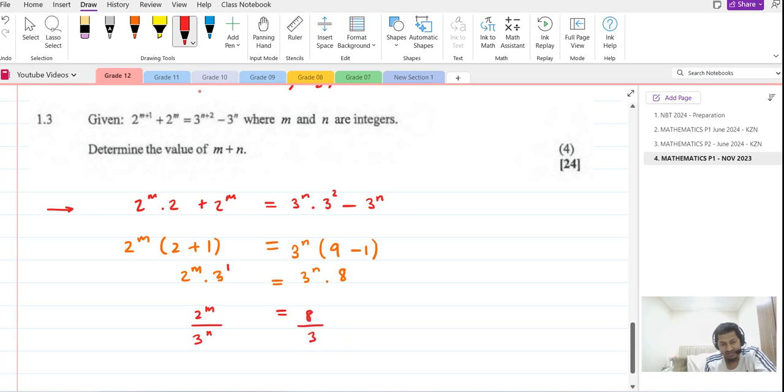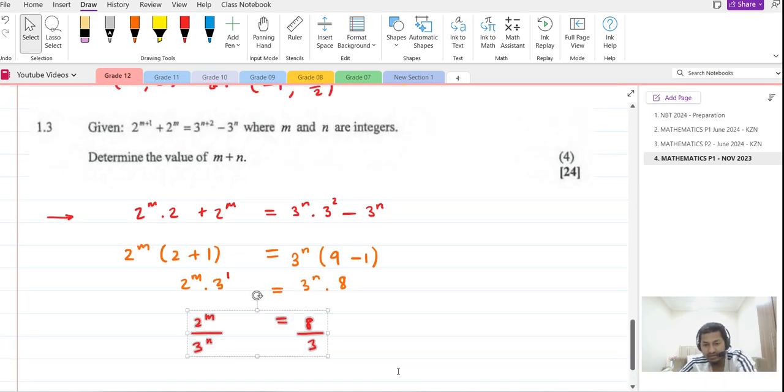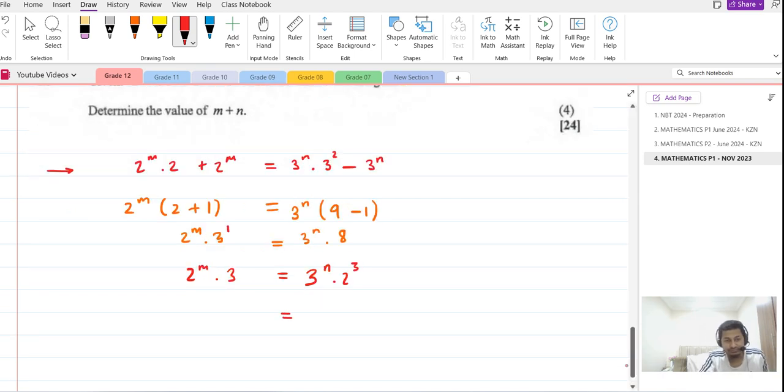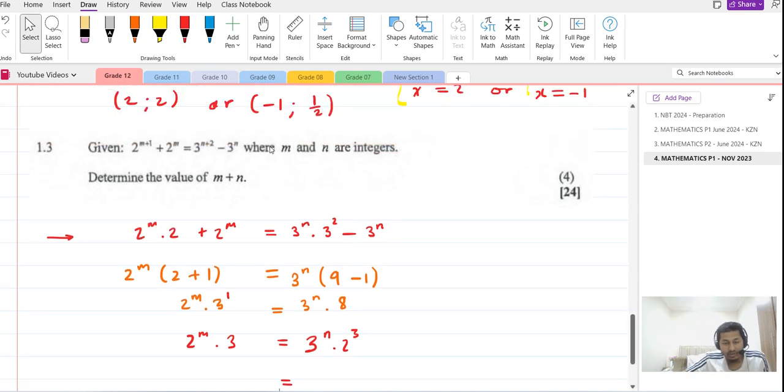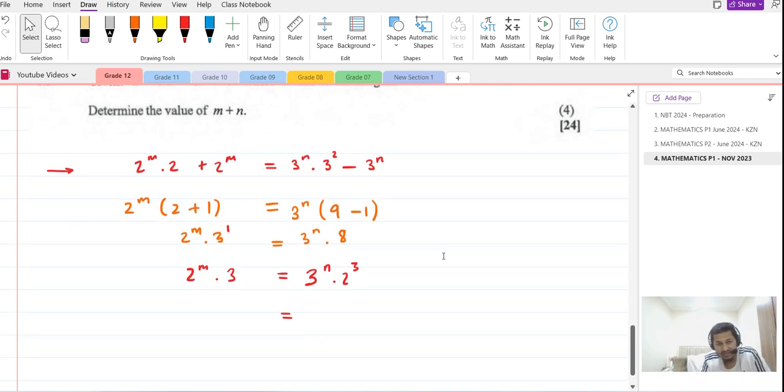So if you cross multiply here, you're getting the same thing. Should we do it like this? But now we've got 2 to the power m and 3 to the power n. Nope, we're not going anywhere with this. Let's try another technique. Let's just simplify this. 2 to the power m times 3 equals 3 to the power n times 2 to the power 3. Now I want to write this out, dividing both sides by 8.